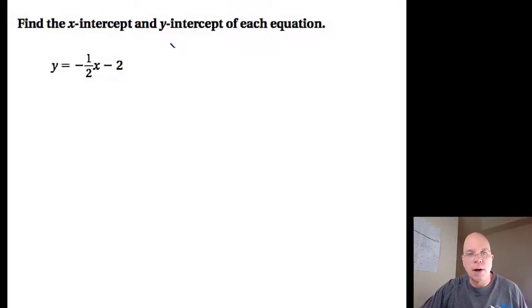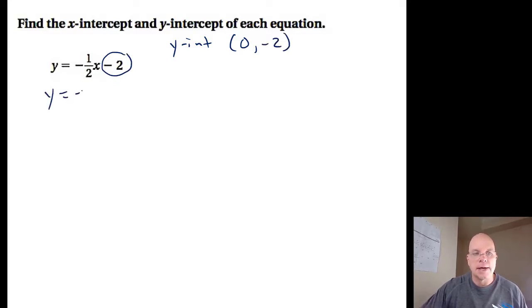This one, y-intercept. X is 0. So we can just do what we learned a minute ago. It's going to be -2. But I'll prove it to you. -1/2 multiplied by 0 minus 2 is just 0 minus 2, which is -2.